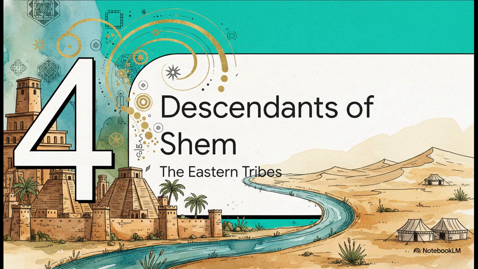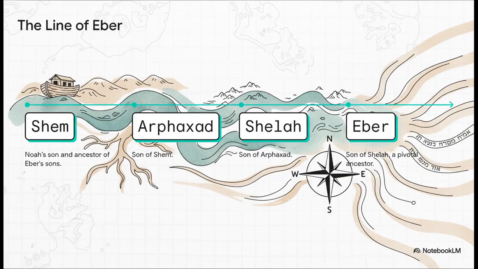His name actually gives us the word Semite, and his lineage populates the lands to the east, places like Mesopotamia and the Arabian Peninsula. But this line gets some special attention because it leads to a very, very important figure. So the text does something really specific here. It traces a direct line from Shem down 4 generations to a man named Eber. The author even points out that Shem was the ancestor of all the sons of Eber.